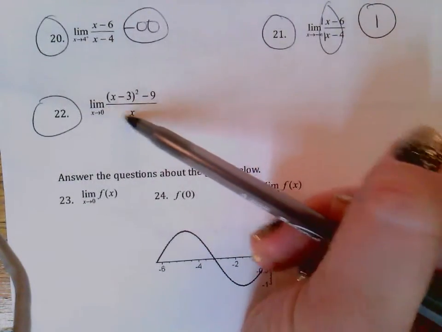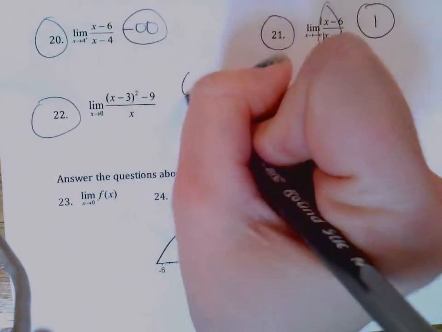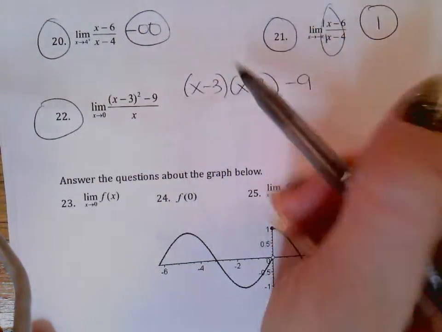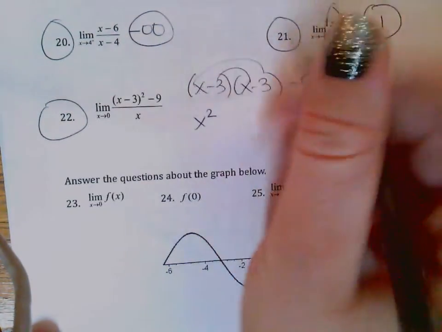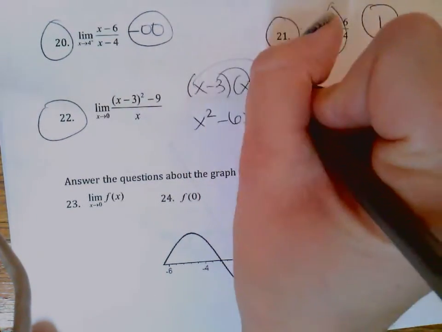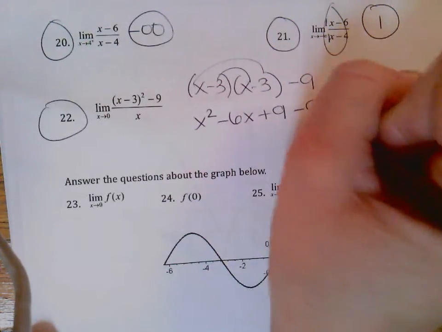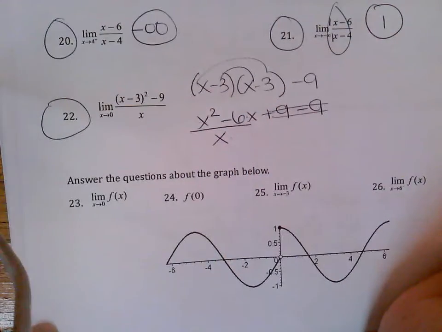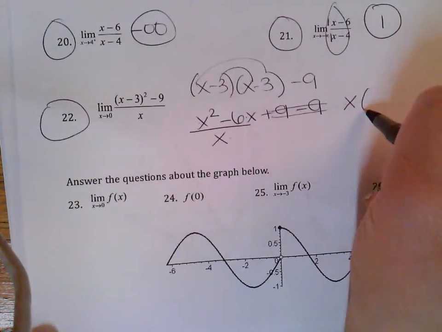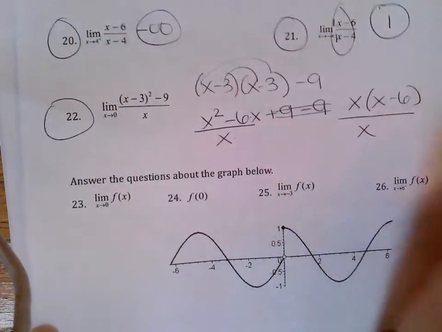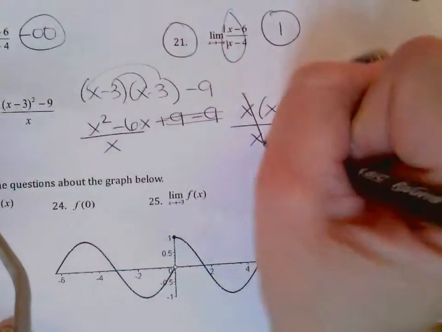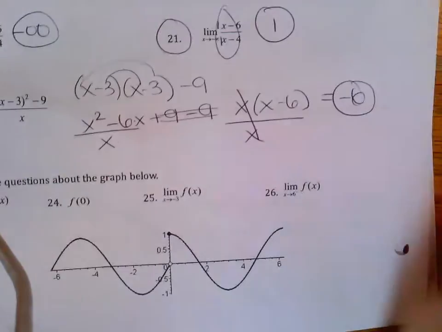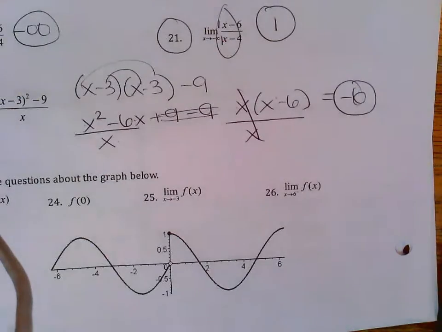I can't plug in 0, but I can multiply out x minus 3 times x minus 3. So I would get x squared minus 3x is minus 6x. Negative 3 times negative 3 is positive 9. Subtract off a 9, that adds up to 0. I have x squared minus 6x over x. I can factor out an x. So x times x minus 6 over x, cancel out the x's. Now plug in my 0. 0 minus 6 is negative 6. That is the answer. And you are going to work through the rest of the practice problems.